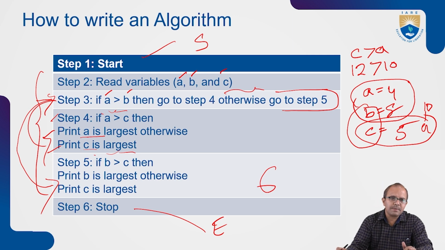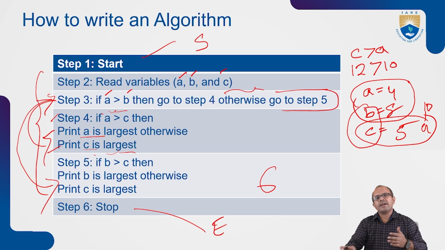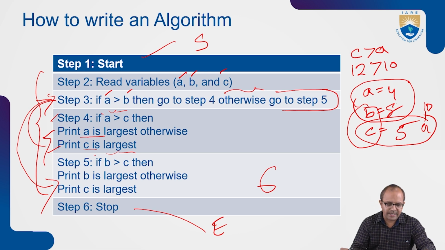Step 2. What is the purpose of step 2? Step 2 is going to read the values of the variables, that is A, B, C. In order to make a comparison, I should first read the values. After reading, then we can go for the comparison. That is its purpose.